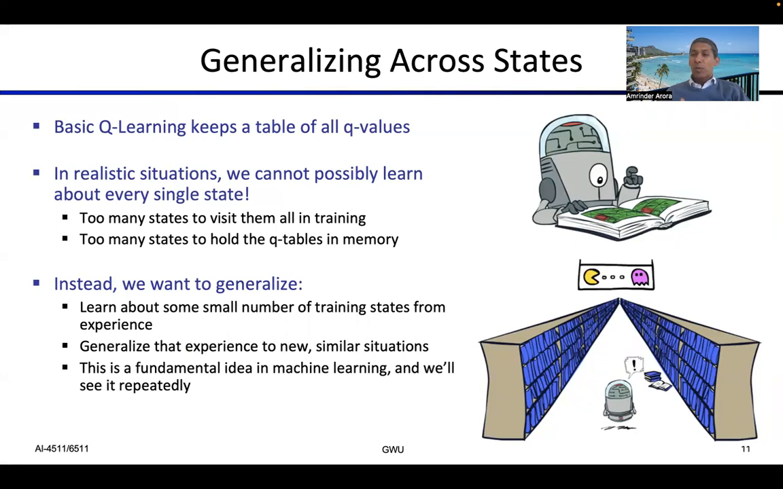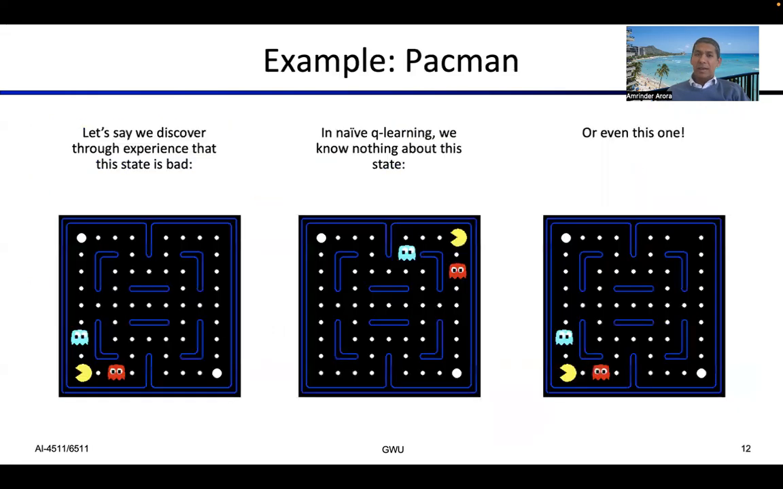So instead, what we want to do is we want to generalize. We want to learn about some small number of training states from experience, and then we want to generalize this idea. This is a fundamental idea in machine learning. We see it repeatedly. This is not just in RL, but this is a fundamental idea.